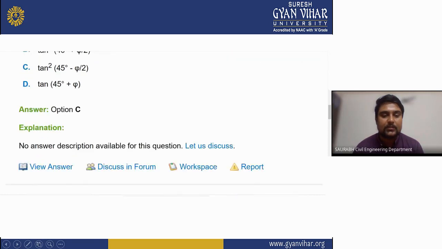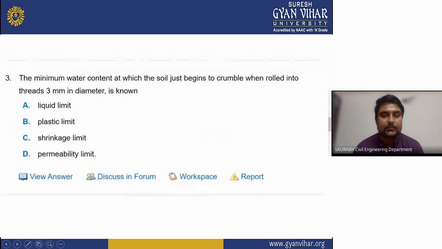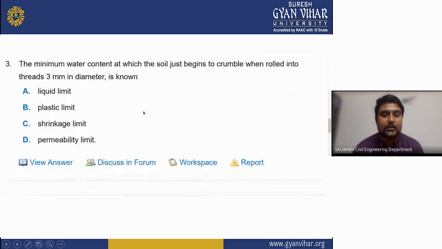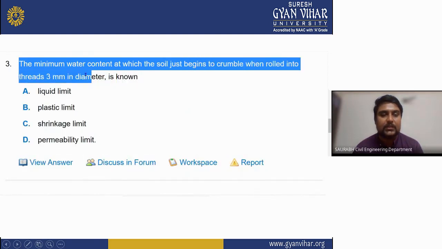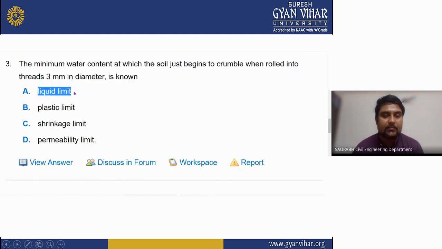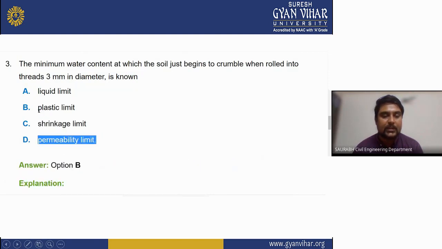Come on the next question. The minimum water content at which the soil just begins to crumble when rolled into threads of 3 mm is known as, what will be the right answer? Liquid limit, plastic limit, shrinkage limit, permeability limit. Here the right answer will be plastic limit. As you can see here, the right answer is plastic limit.